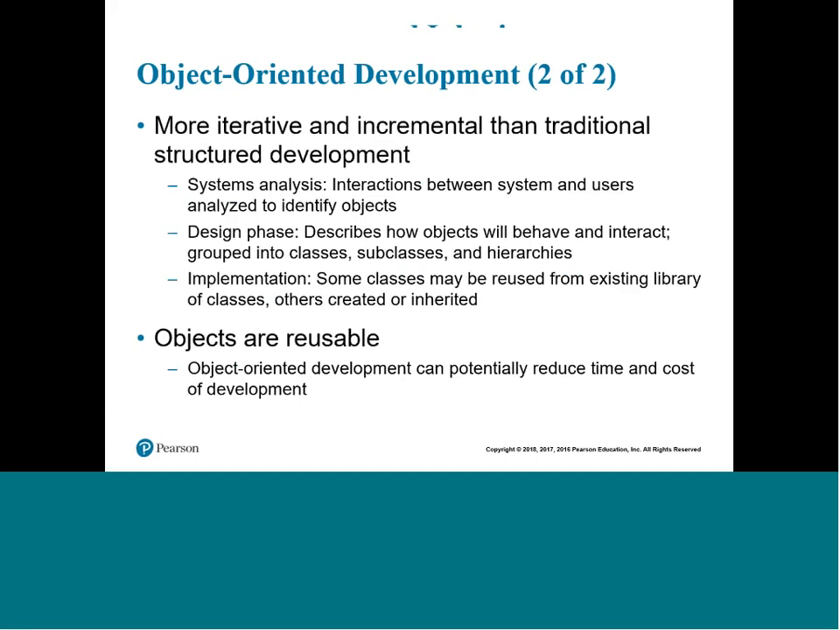This type of development is iterative and incremental. It points out that objects are reusable. That's why we got into object-oriented development to begin with, because we have less time needed to code applications, since we have code that we can reuse, and it cuts down costs a great deal. Looking at OO again, in system analysis, we look at interactions between the systems and the users. Design describes how the objects are going to behave. And in implementation, we know that some classes are going to be reused from what we've done before.